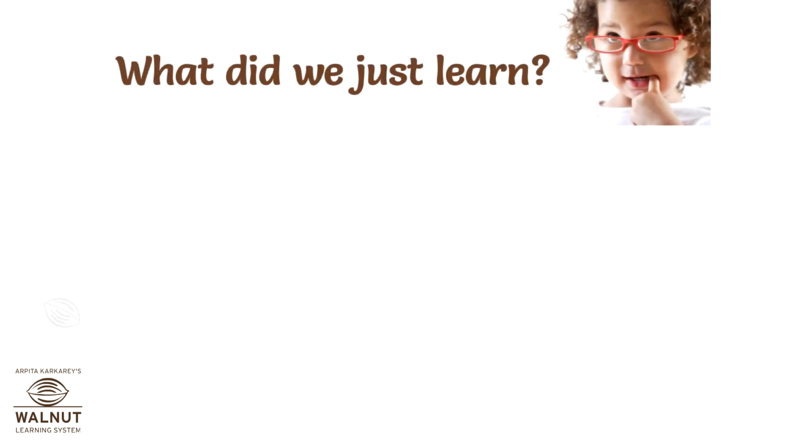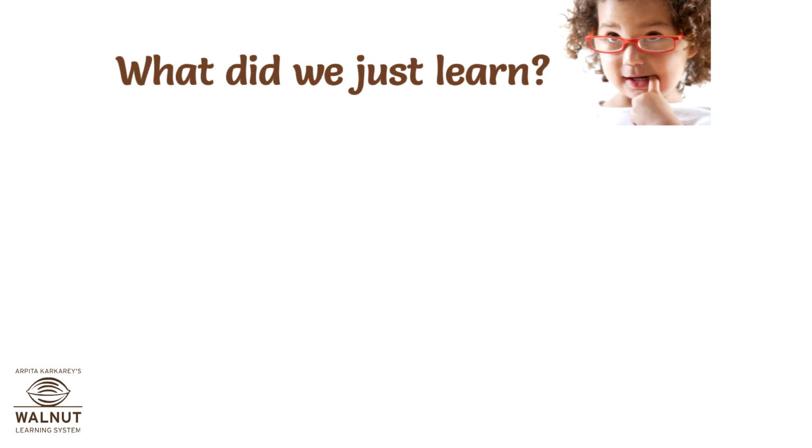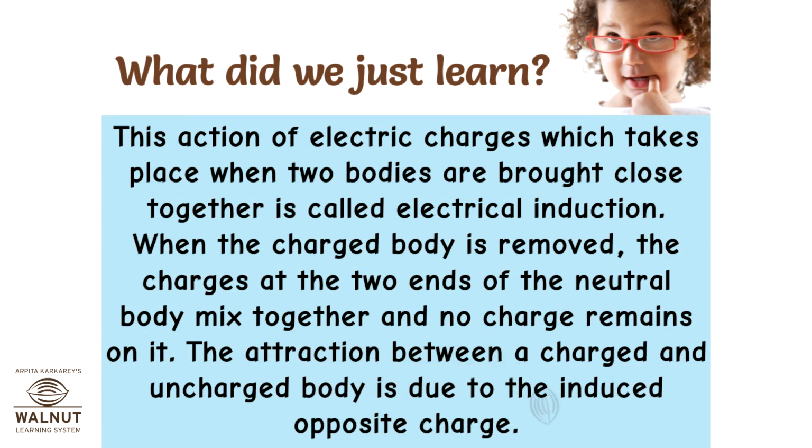What did we just learn? In a neutral body, the number of positive charges and negative charges is equal. When a positively charged body is brought near an electrically neutral object, negative charges gather on the side of the object closer to the charged object. The positive charges gather on the other side of the neutral object. This action of electric charges, which takes place when two bodies are brought close together, is called electrical induction.